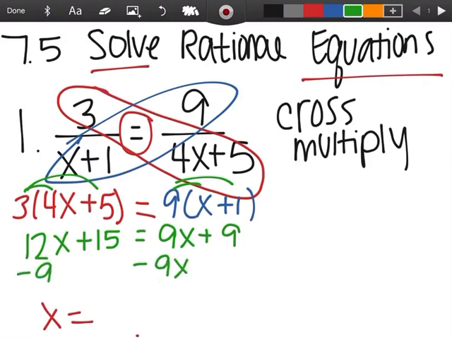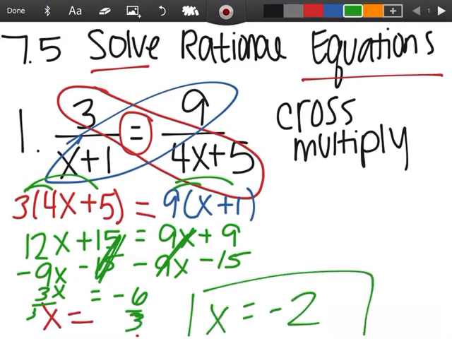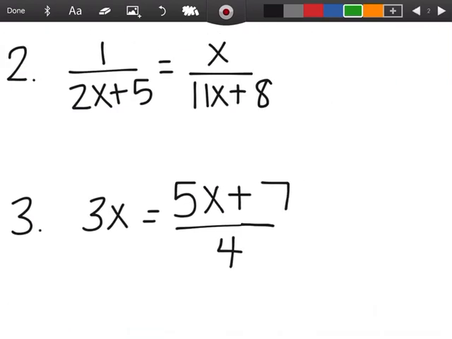So I'm going to subtract 9x, and at the same time subtract 15. So let's see, I almost did okay with my spacing. 12x minus 9x is 3x. That canceled, equals, what's that? 9 minus 15, negative 6. So when I divide by 3, x equals negative 2. So the answer is negative 2.